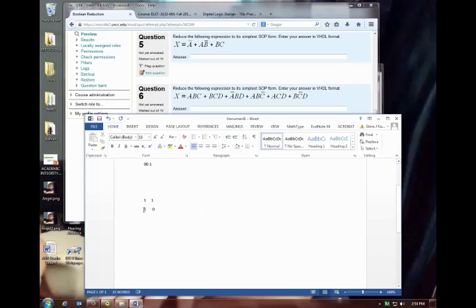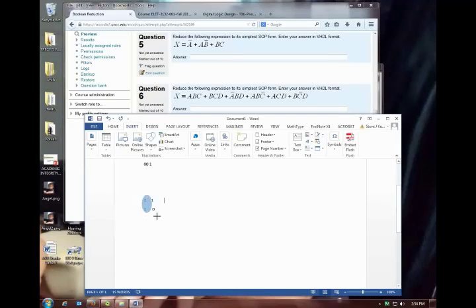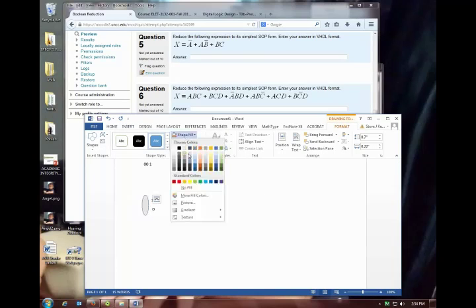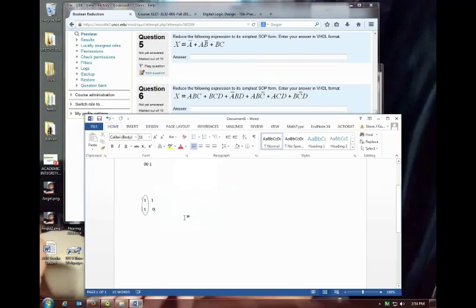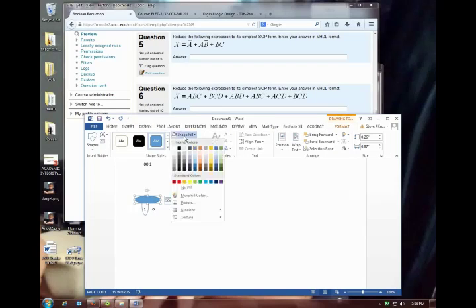I'll circle them if I can find the little thing for drawing. Here it is. Insert shapes. So let's do a circle. Shape outline, and shape fill is none. And then the other one, we look at these two, and say the shape fill is none. I forgot to hit none, and shape outline something else.